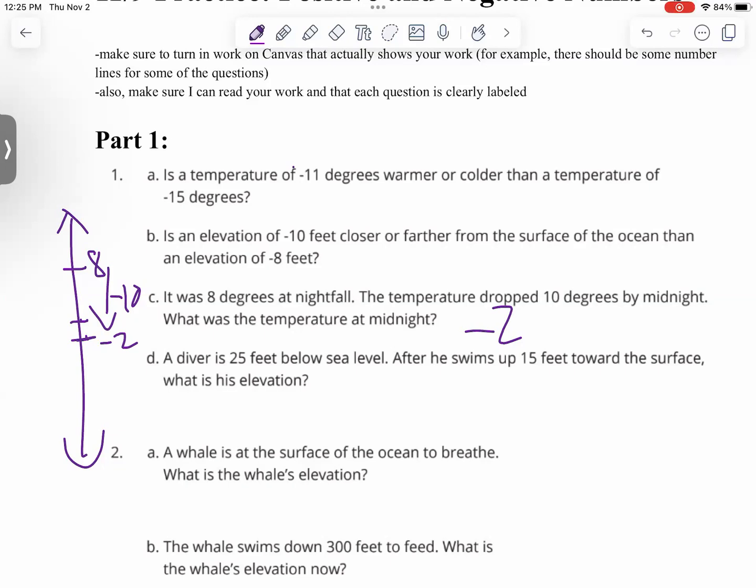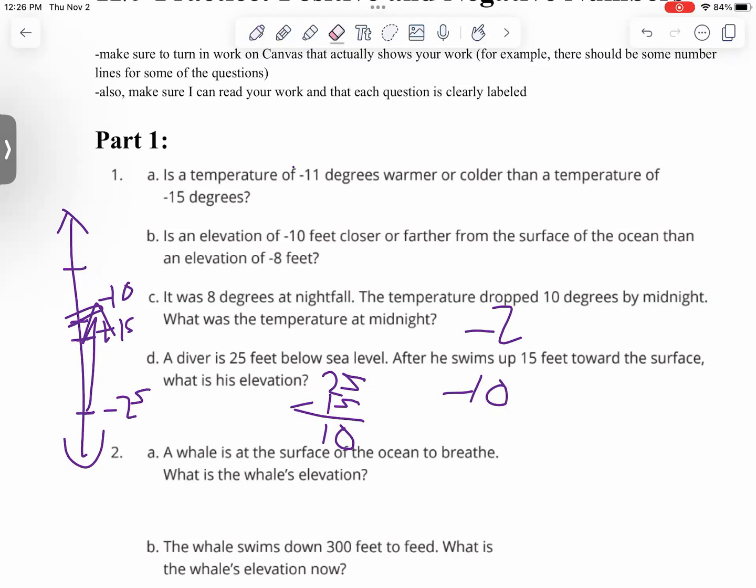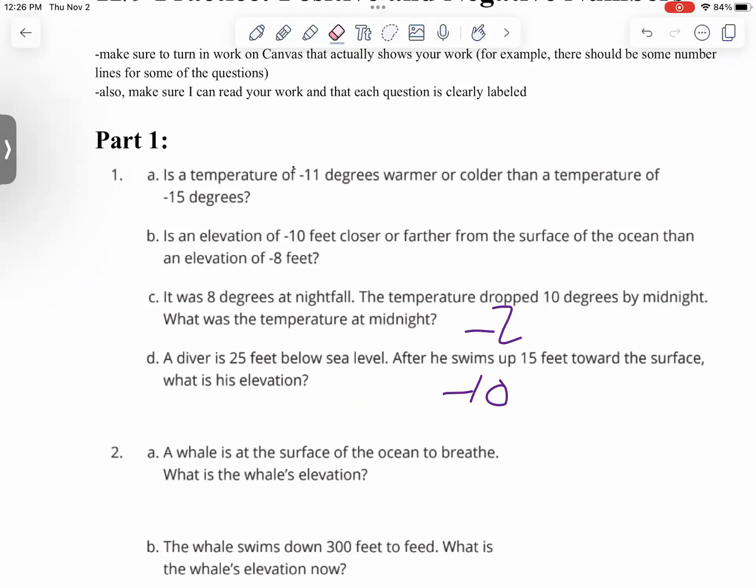A diver is 25 feet below sea level. He swims up 15 feet. What is his elevation? Again, this one's a little bit of a challenge, not as hard as C. So if you're at negative 25, he's going to go up 15. So you kind of think about, well, he's 25 below, so now he's getting closer back to the surface. So now he's at negative 10. Okay, so it's negative 10. So A and B, you definitely should have got. C and D are a little challenging. But A and B should have made sense to you.